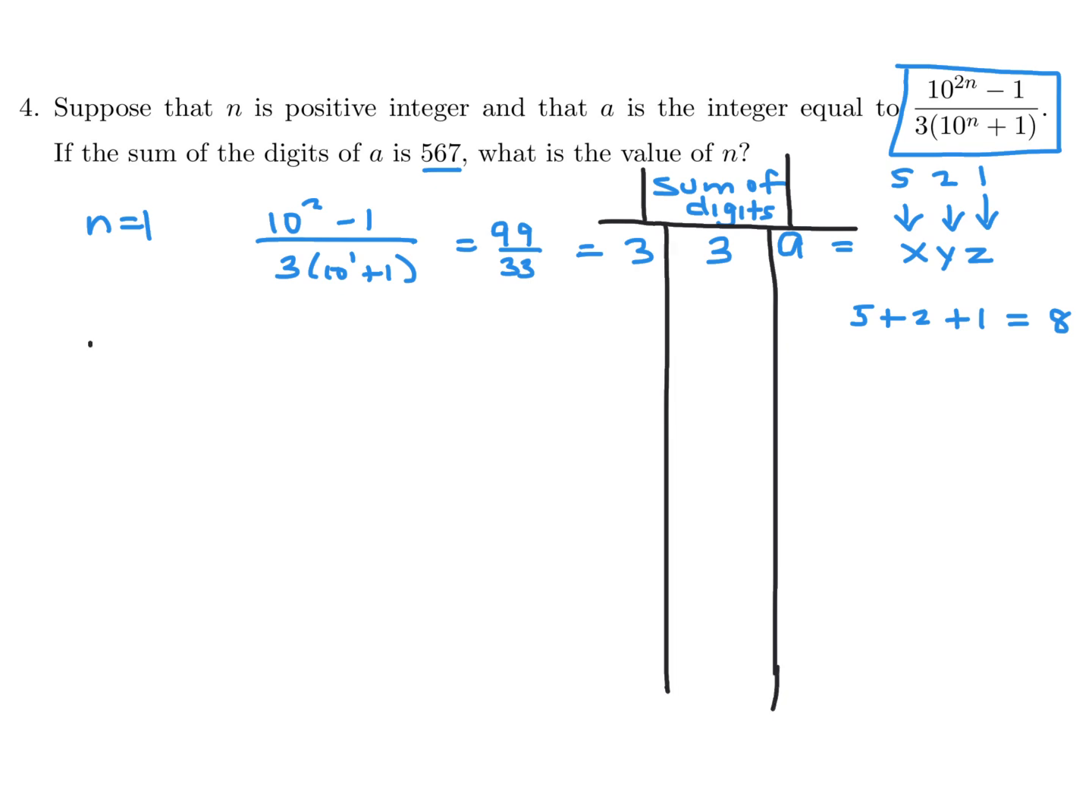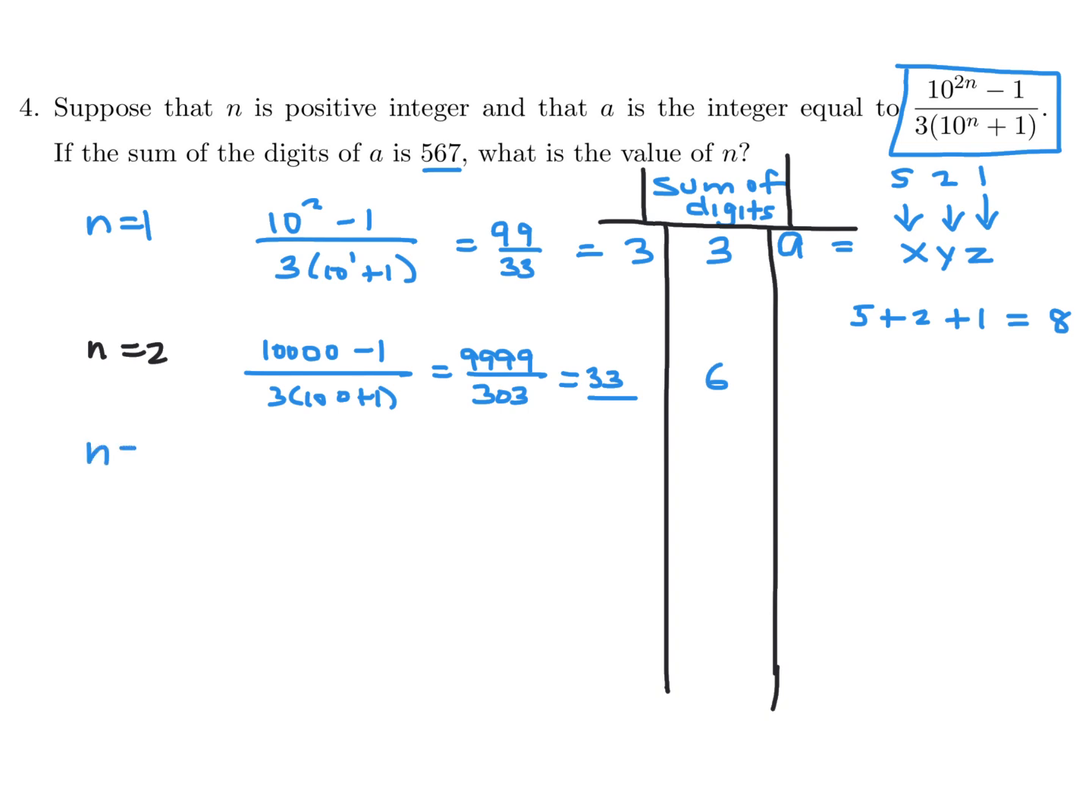Okay, here we go. n equals 2. When n equals 2, this will be 10,000 minus 1 over 3 times 100 plus 1. And that is 9999, I believe, over 303. And that is equal to 33. And the sum of the digits of this one is 6 this time. Okay, I don't know if you can get a pattern so quickly, so I think we're going to have to get a little bit more data.